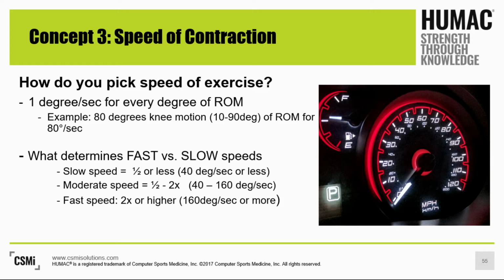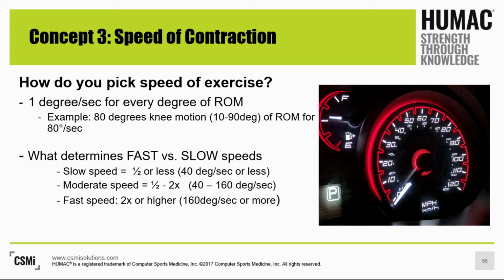What makes a speed slow, moderate, or fast? Well, what we like to do is relate everything to the range of motion in which the exercise is occurring. For example, if we use knee flexion extension to exercise the quad, and we're exercising the patient from 10 degrees of extension to 90 degrees of flexion, that gives us a total range of motion of 80 degrees.